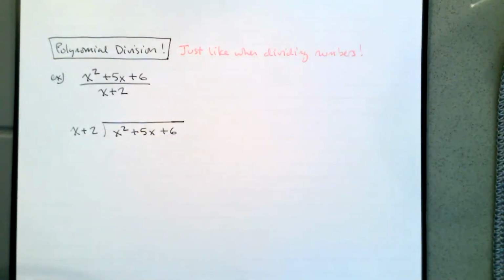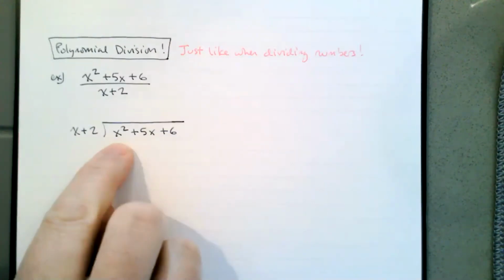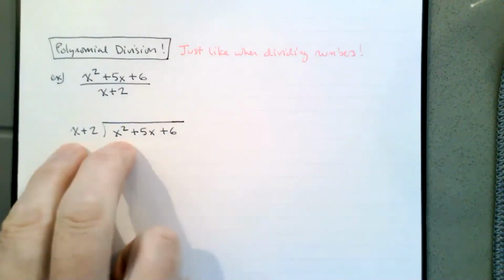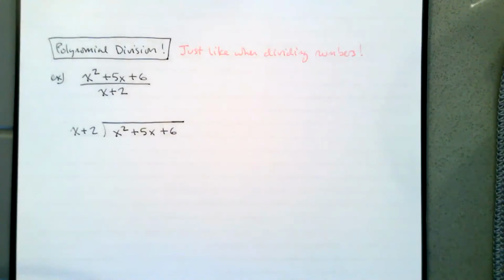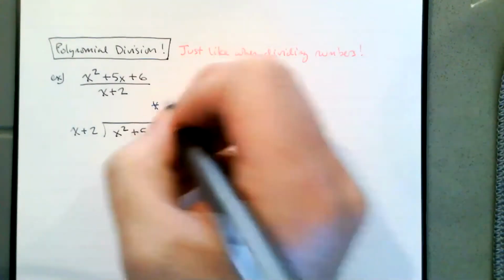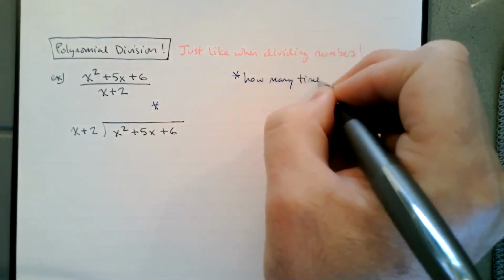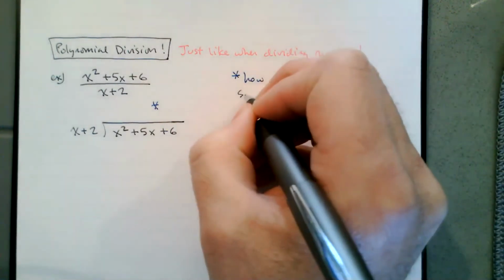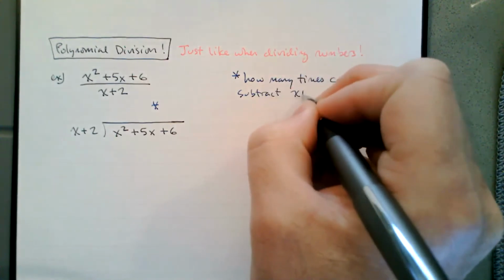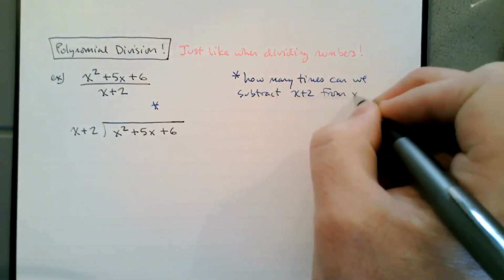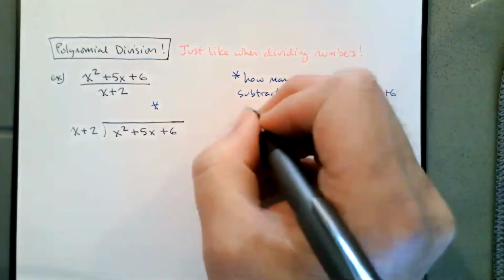And we're going to start by saying, how many times can I subtract x plus 2 from x squared plus 5x plus 6 without going negative? How many times can we subtract x from x squared is the part that we really care about, because we can't subtract x from an x squared. They're not like terms. So the first question is going to be, how many times can we subtract x plus 2 from x squared plus 5x plus 6 without going negative.